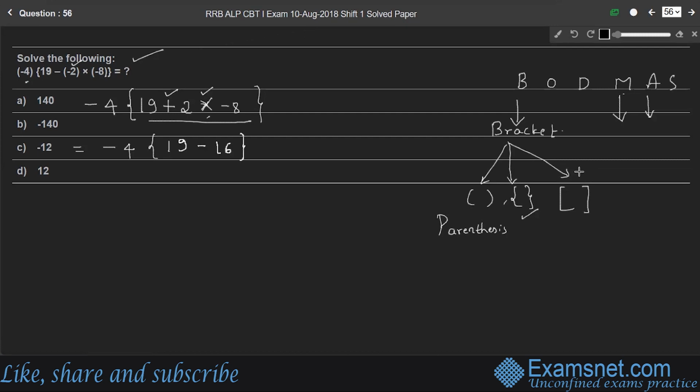There is no addition part. Therefore, minus 4 into, so 19 minus 16 is 3. Therefore, -4 into 3, which is minus 12. So all the brackets have been removed here, and we have got minus 12 as the final answer. Option C is the right answer.